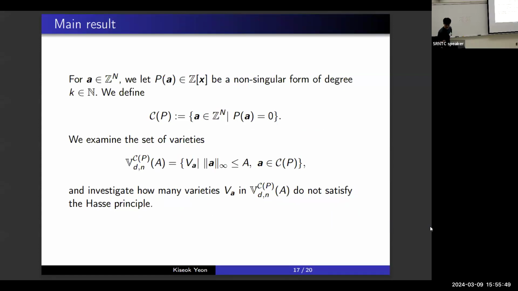So let me describe our set C. Define P of A by a non-singular form of degree k, and define integer vectors parameterized by this polynomial P. And consider the set of varieties where the height is at most A, and A is restricted to this thin set. We call it a thin set because the coefficients are restricted to those parameterized by another polynomial, and we investigate how many varieties do not satisfy the Hasse principle.